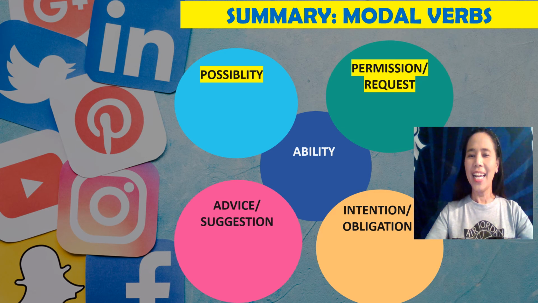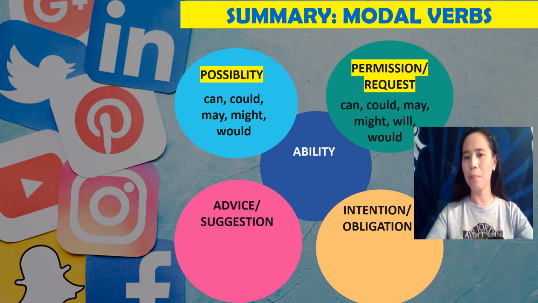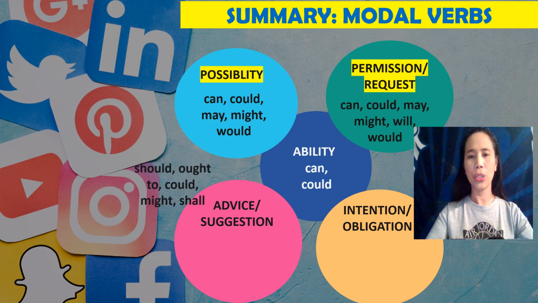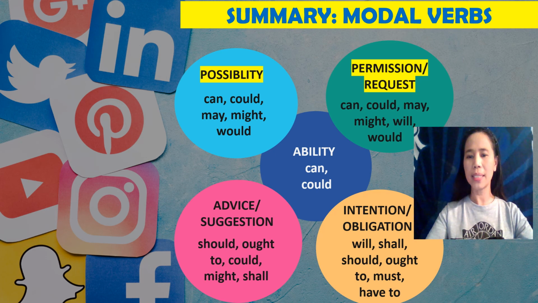Let's summarize what we have learned today about modal verbs. Modal verbs are used to show possibility, permission, request, ability, advice, suggestion, intention, and obligation. For possibility, you can use can, could, may, might, and would. For permission and request, we can use can, could, may, might, will, and would. Ability, we can use can and could. And for advice, suggestion, should, ought to, could, might, shall are being used. And last thing, for intention, we can use will, shall, should, ought to, must, have to. And this also shows obligation. So I hope that you will remember all these things, and whenever you need to, you can get back to it.